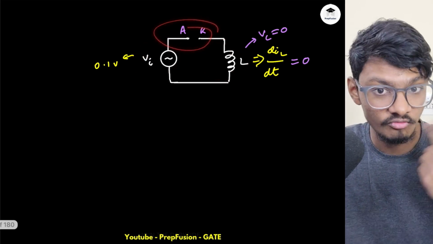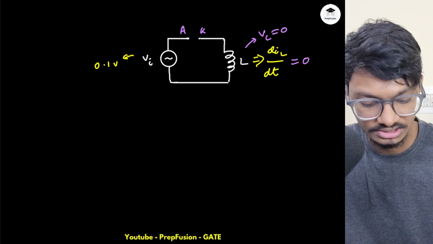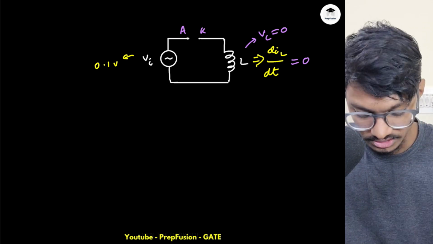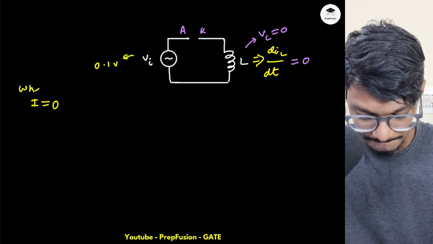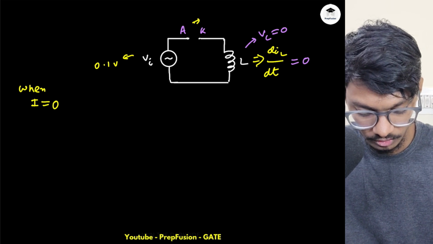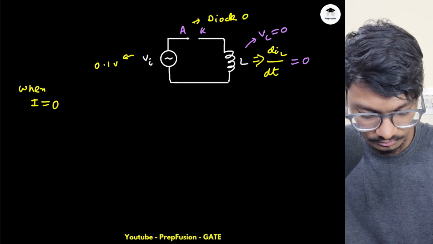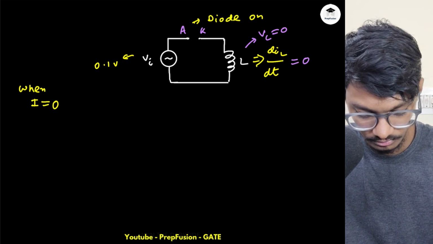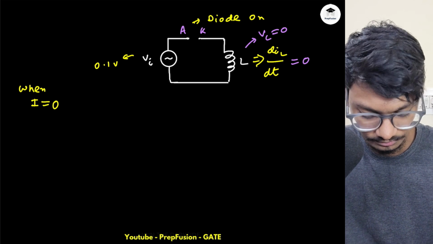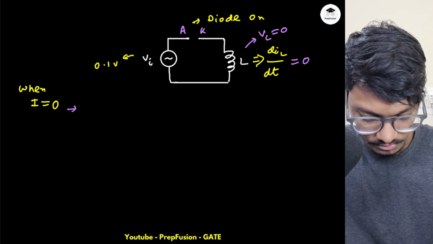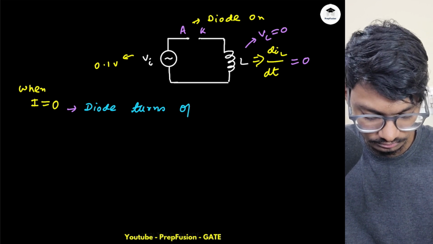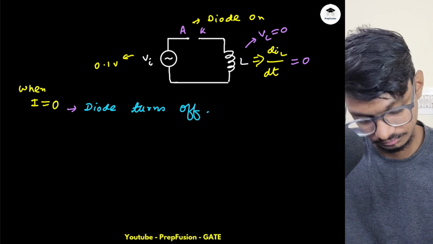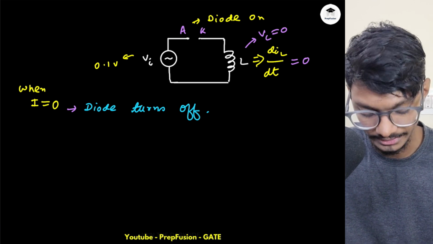And the diode will be off when? When does a diode become off when it is turned on? When the current across it is totally 0. So when I is 0, the diode turns off. So the diode turns off when I is 0 again.